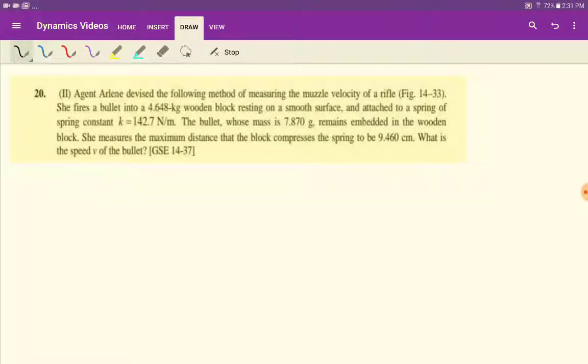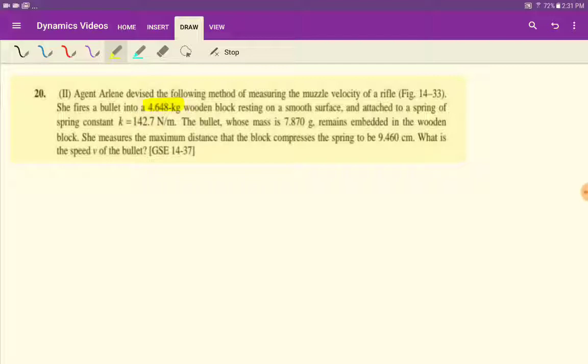All right, everybody. Here's a problem that somebody asked me to do. Let's see what we got here. Agent Arlene devised the following method of measuring the muzzle velocity of a rifle. All right, that's pretty cool. She fires a bullet, and they tell you the mass of the bullet. They say the mass of the bullet is 4.468 kilograms.